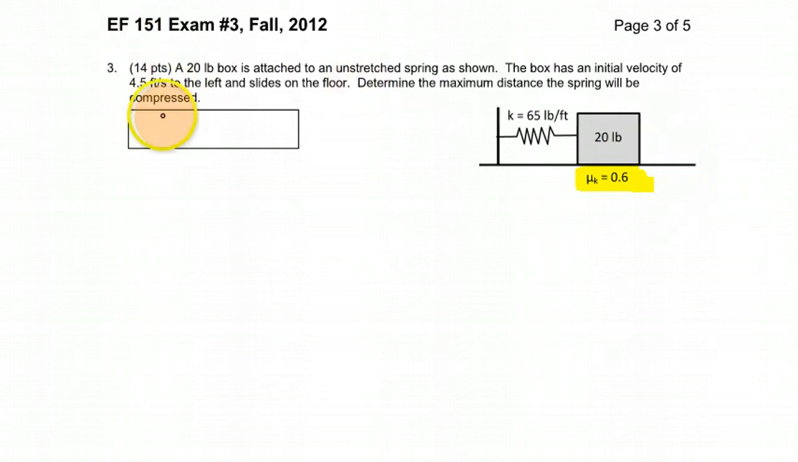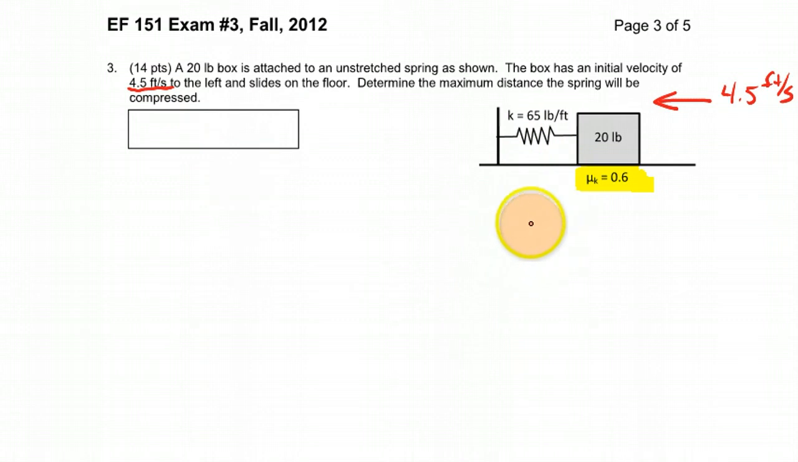Just to note here, we have a velocity 4.5 feet per second to the left. So it's sliding that way initially. We got our 20 pounds, we got a spring constant. So our two states are what's shown, and then the final state is when it stops sliding, its maximum distance.